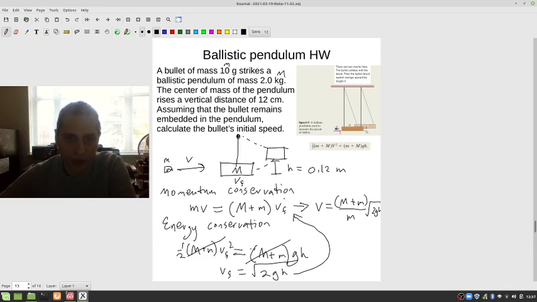Okay, so that's how I would calculate my bullet's initial speed. I know the mass of my block, the mass of my bullet. I know g, that's just my 9.8 newtons per kilogram, and then h is this height of 0.12 meters. So there's a couple steps, but the problem itself is not that bad once you get into it.